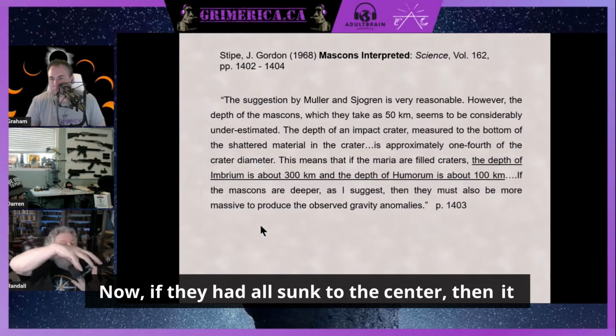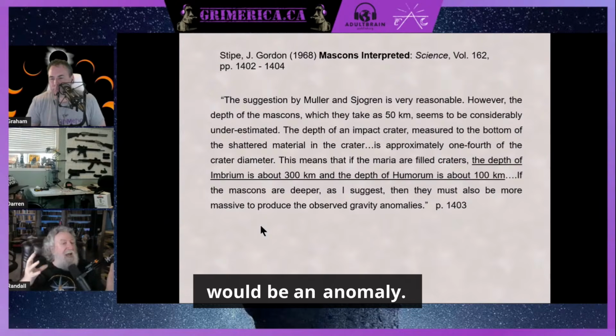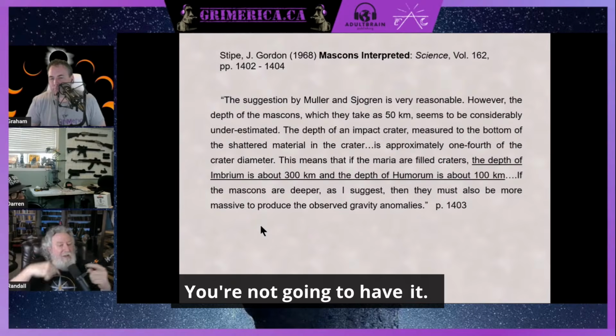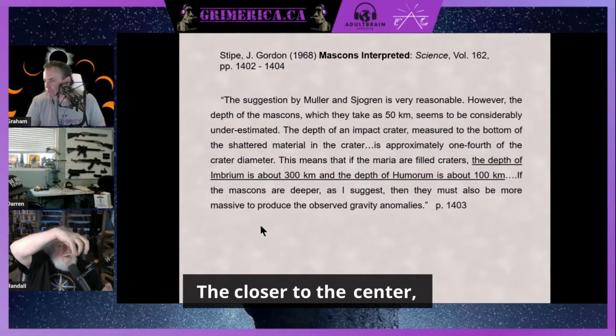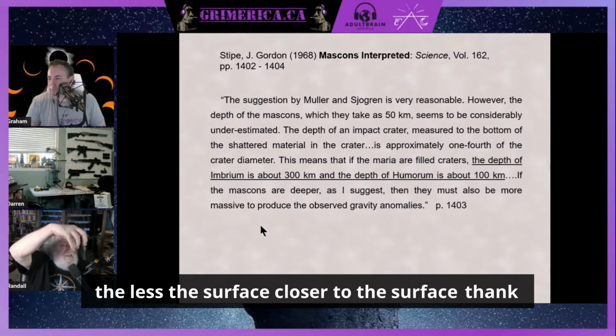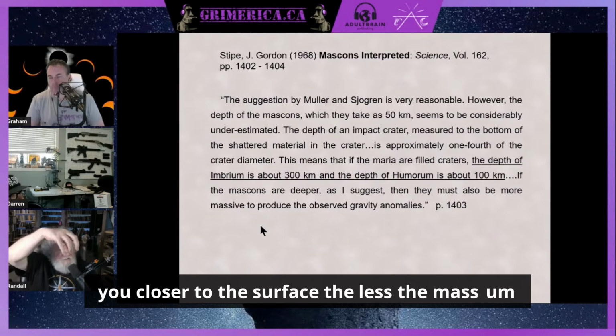Now, if they had all sunk to the center, then there'd be no anomaly. You're not going to have it. So it has to be close to the surface. The closer to the surface, the less the mass.